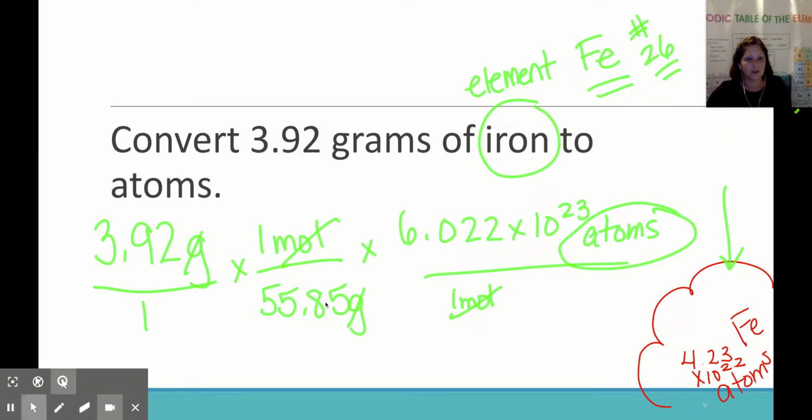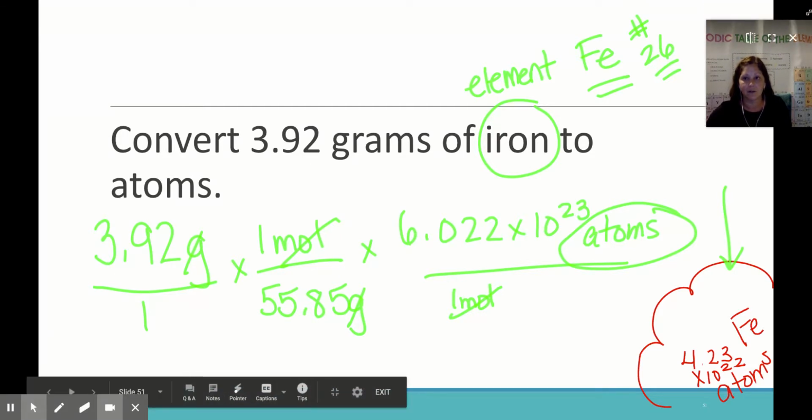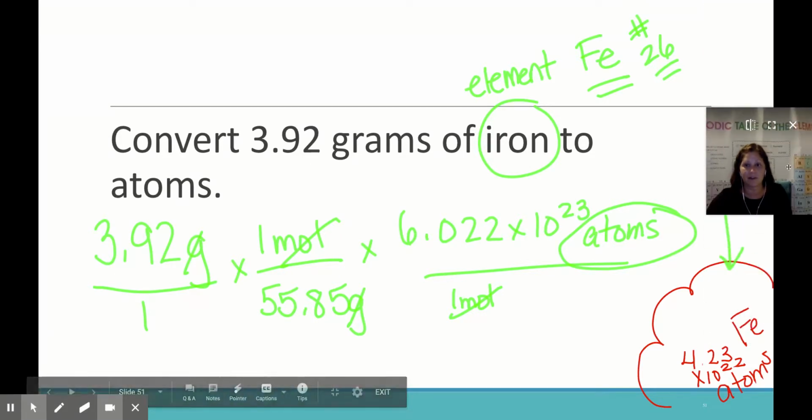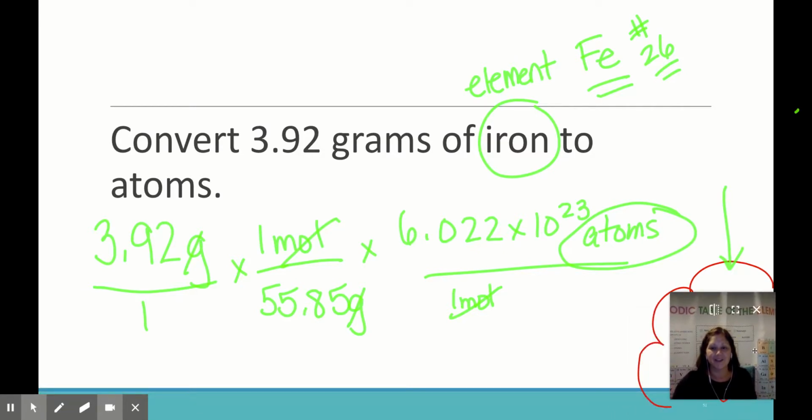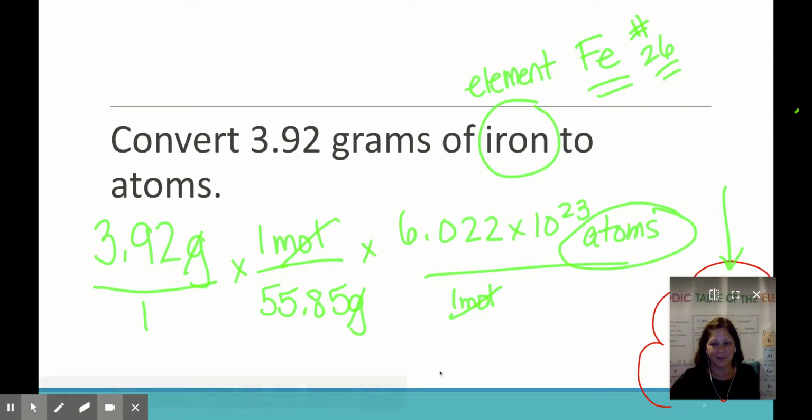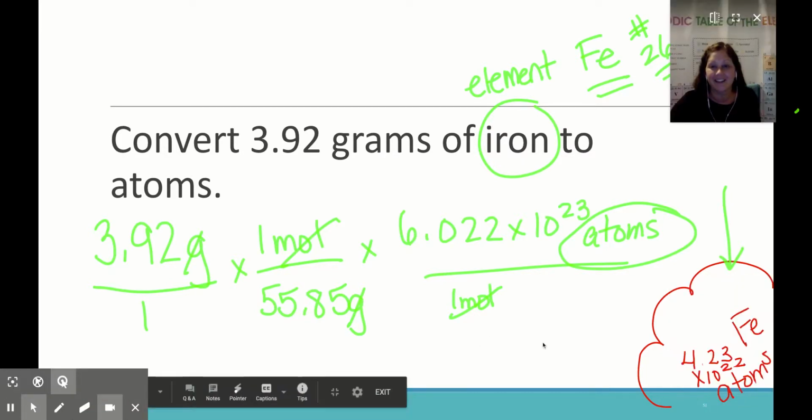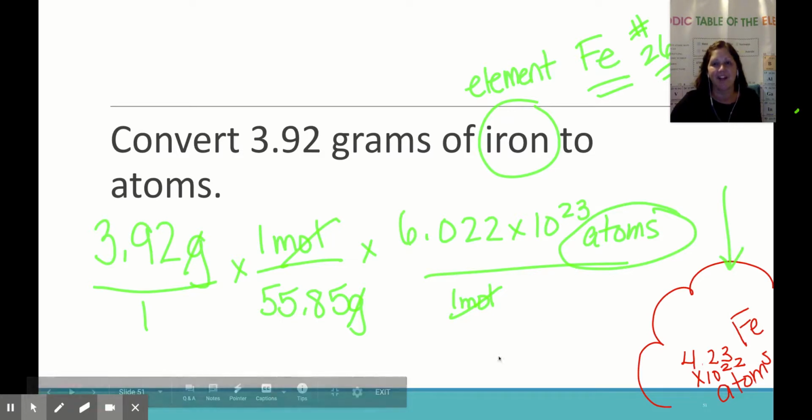However, if you didn't already calculate it, you should be using your calculator to try to get that answer. So I'll wait. And once again, the answer comes out to 4.23 times 10 to the 22nd atoms of iron.